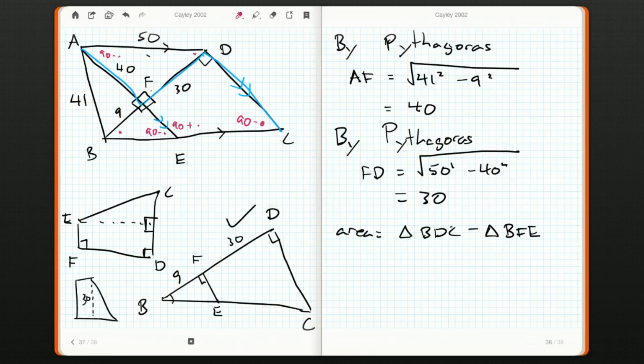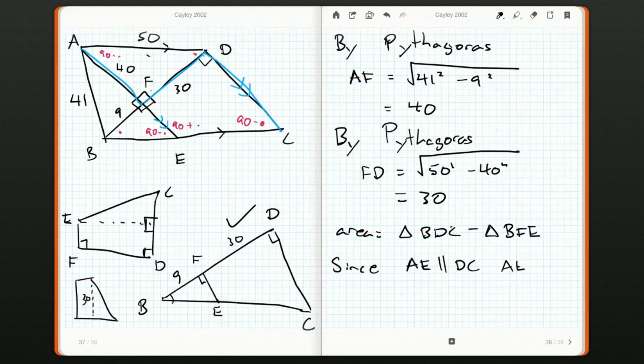So we can work out this angle up here. As I already remarked, since AE is parallel to DC, AECD is a parallelogram.